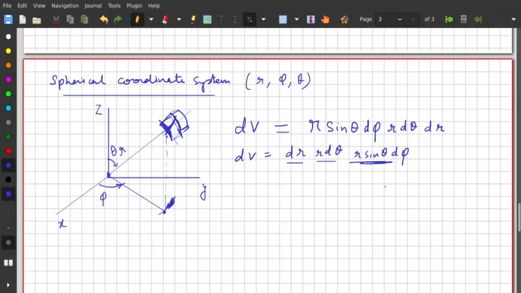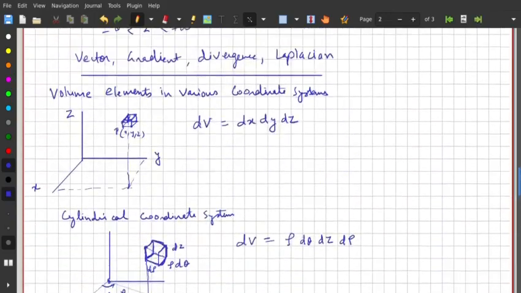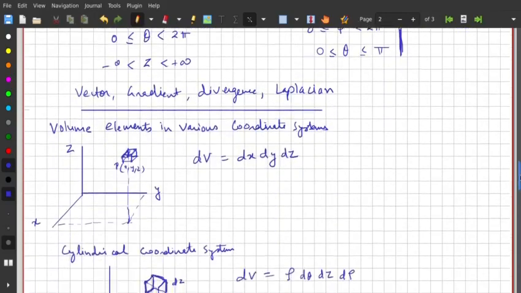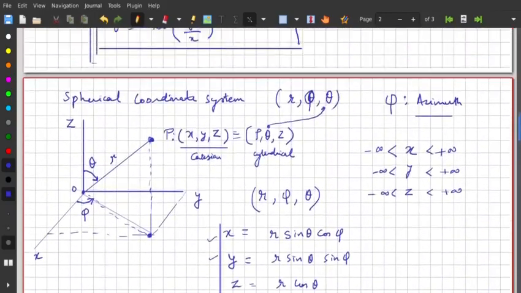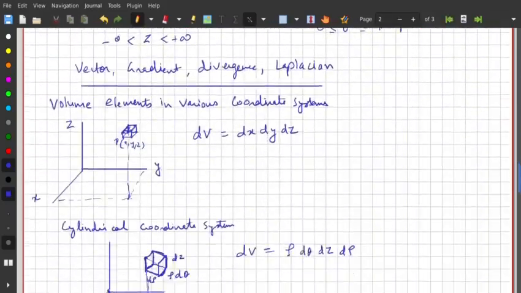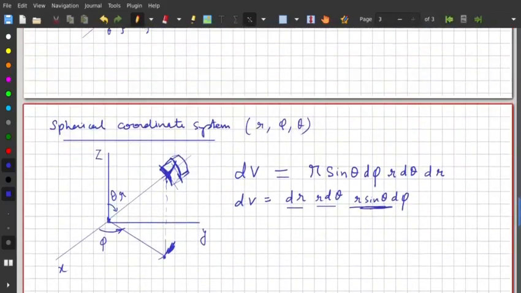Okay, so now we will go in to figure out exactly how to write the various vector components, like the gradient, divergence, Laplacian of any general arbitrary vector field in these various coordinate systems. And that we will do in the next segment.